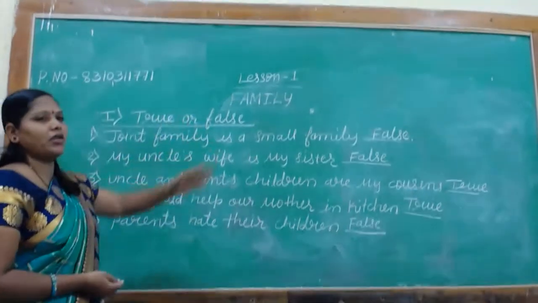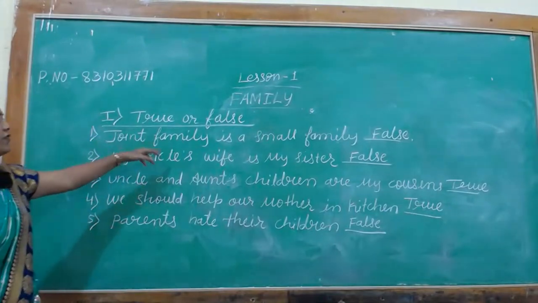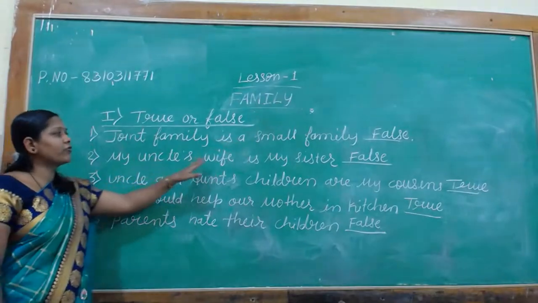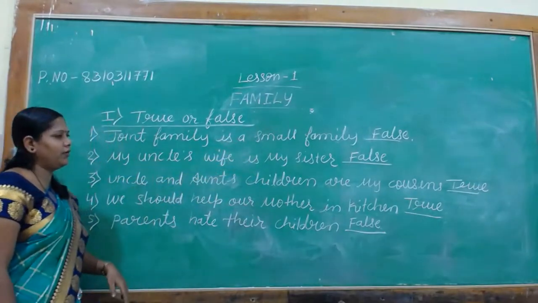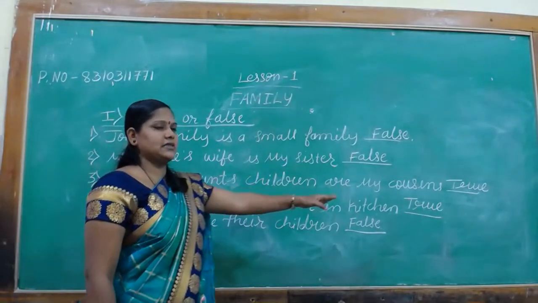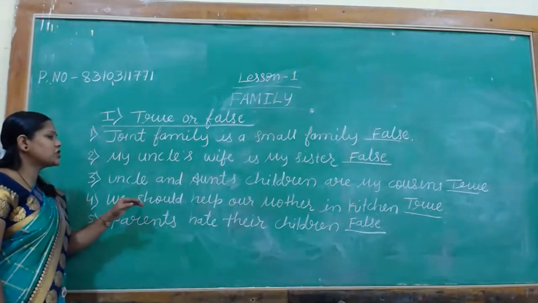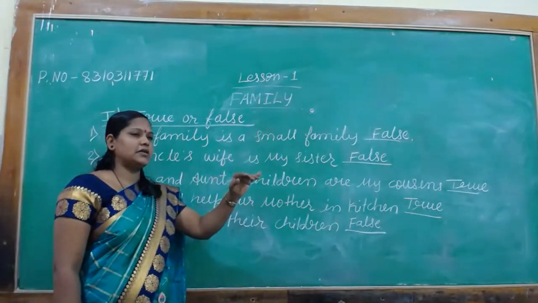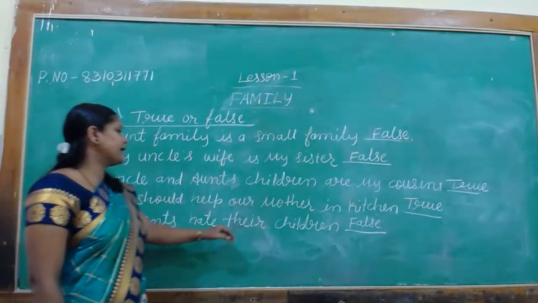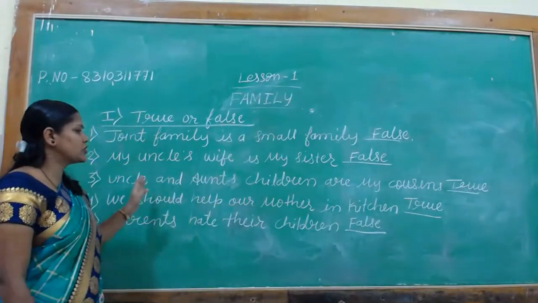Write down, true or false. First read, true or false. First one is, joint family is a small family. Next, my uncle's wife is my sister. Next, uncle and aunt children are my cousins. True. We should help our mother in kitchen. True. Parents hate their children. These 5 points are there. You should write true or false.